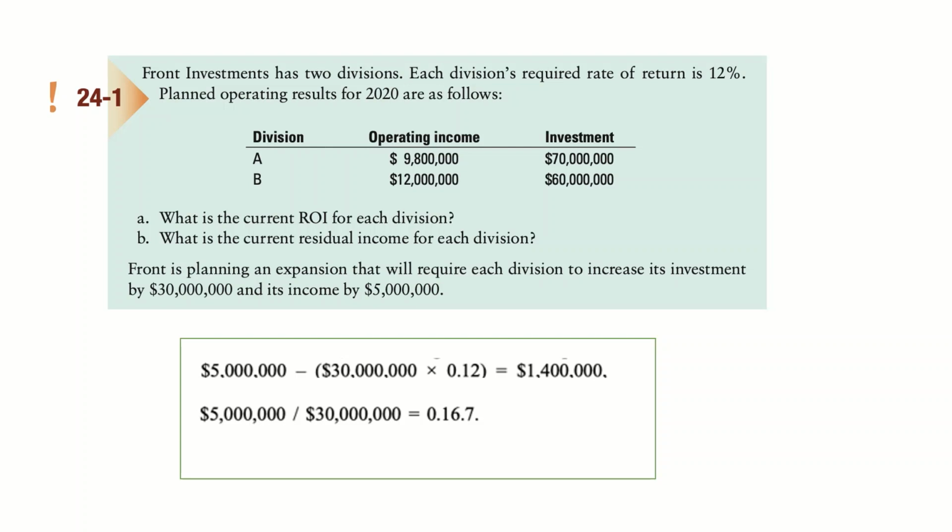With return on investment, on the other hand, only division A benefits. The reason is that the return on investment of the expansion is $5 million divided by $30 million, equal to 0.167. This is greater than the required rate of return of 12% and higher than division A's current return on investment.